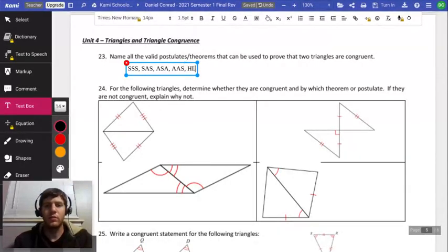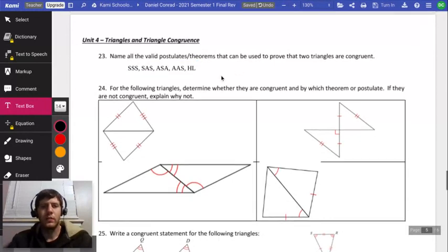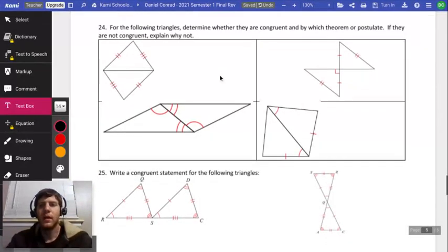And then HL, which was hypotenuse, leg. You needed right triangles. You need the hypotenuses to be congruent, and then 1 pair of legs. So side, side, side; side, angle, side; angle, side, angle; angle, angle, side; and HL. Those are our 5 ways to show triangles are congruent. Okay. So for these, we want to figure out what postulate or theorem we can use.